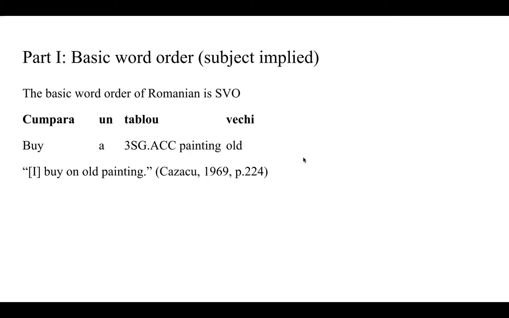The basic word order of Romanian is subject, verb, object. Here we see an example in which the subject is implied. Cumpara un tablu vechi. I buy an old painting. In this example, the subject, I, the first person singular, is implied by the conjugation of the verb, cumpara.